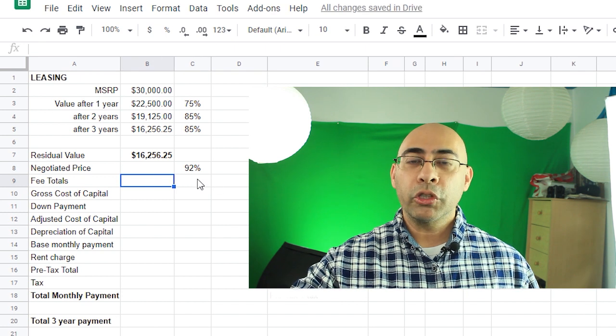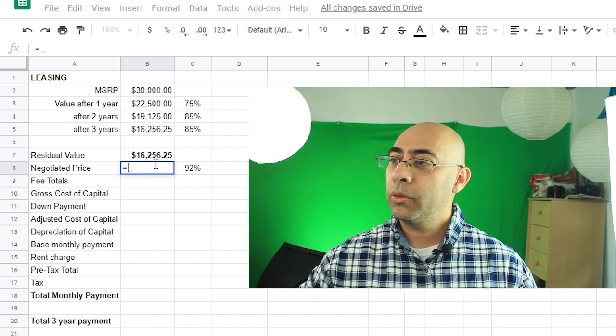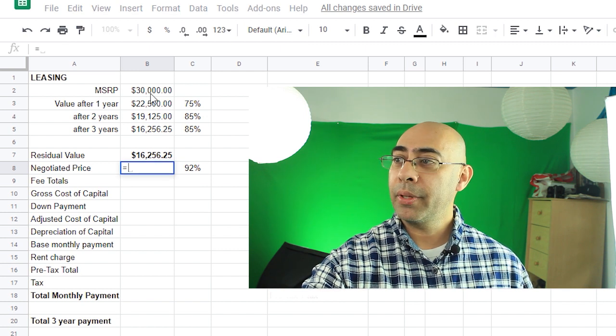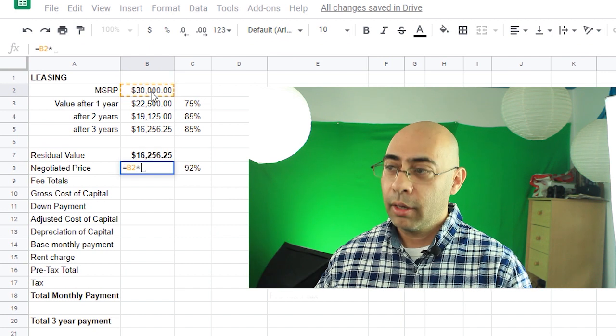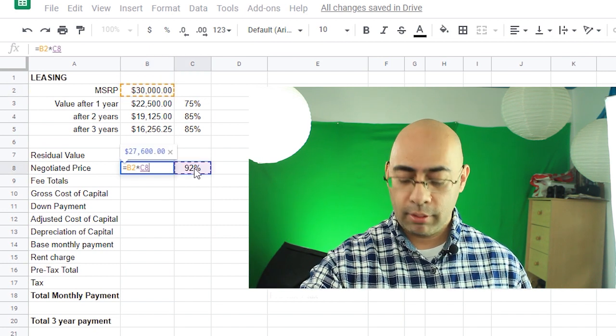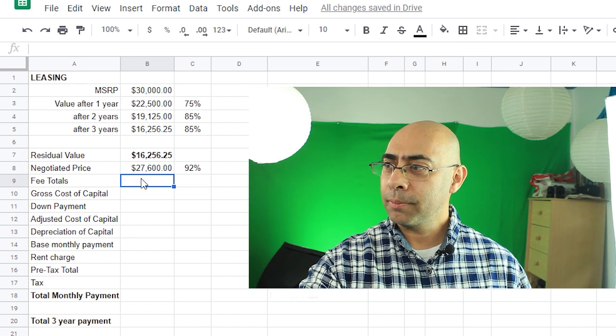So we want to negotiate down, so we do basically the same thing that we've done before. We do equals and the price of the car, the MSRP, we'll tap on that because you're talking away down from there. Multiply that by 92%. So you're able to talk them down to $27,600.